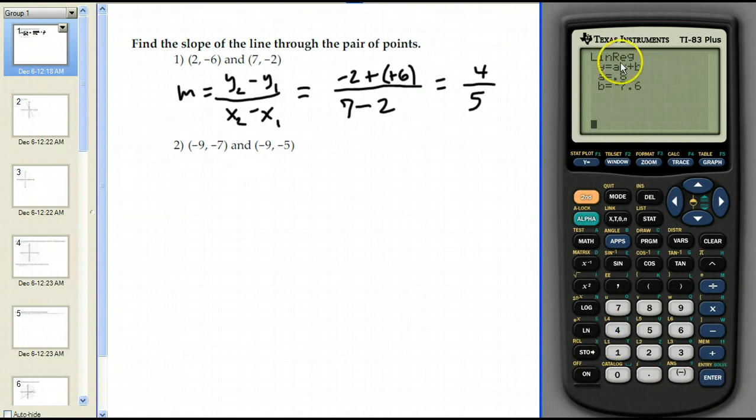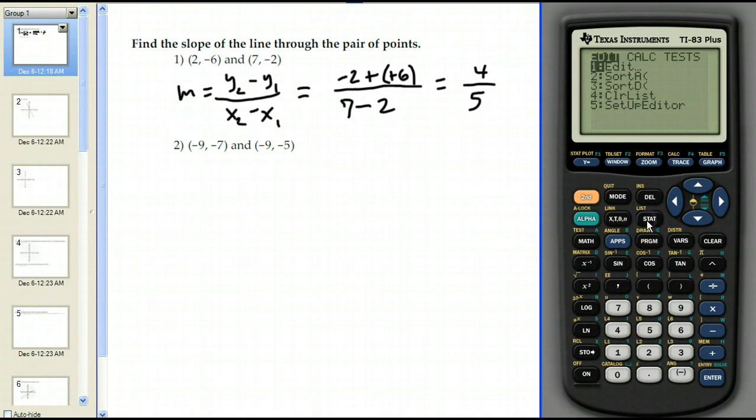Hit enter. Alright, there is our slope a. And if you want that as a fraction, just type in 0.8 and tell your calculator to turn that into a fraction. Alright, and then there's the 4/5. Now either way you do it's fine. I don't care how you do it on the final. You're going to need to practice doing this and figuring out how to do it. So whichever way you want to do it's fine.